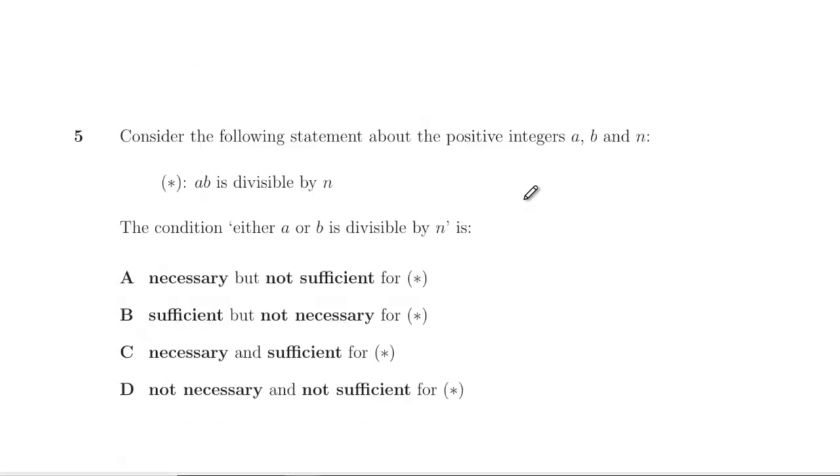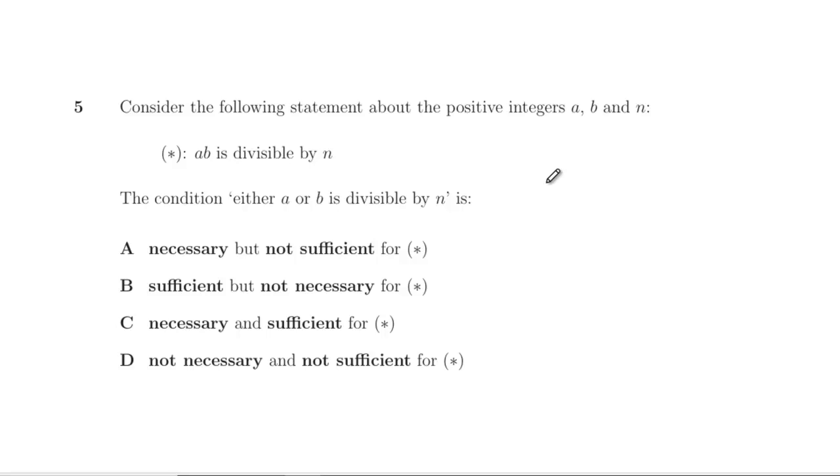Right, again, that would seem fairly fine. Consider the following statement about the positive integers a, b, and n. AB is divisible by n. The condition either a or b is divisible by n is necessary but not sufficient, sufficient but not necessary. So which combination? Well, it's certainly sufficient because it would work. But you could have 3 times 5 is 15, and we could divide that by 15, which doesn't go into these. So it's not necessary, but it is sufficient. So B.